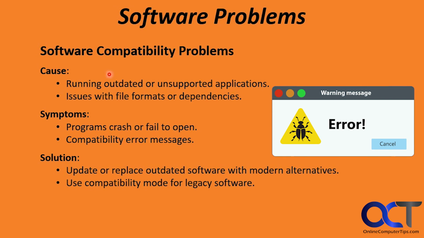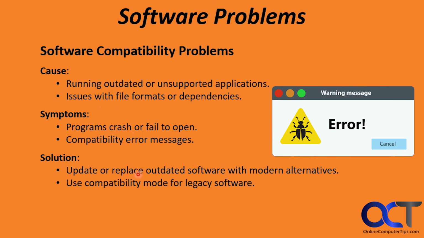So if you're running super old software, that might be a problem. Let's say you're on Windows 11 and you're running some software that was designed for Windows 7. It may or may not work too well on Windows 11. Then you could also have issues with file formats or dependencies, trying to open a file in one program that's not supported, that type of thing. All right, some symptoms: programs crash or fail to open. And this could be also hardware related and operating system related. So once again, not one solution for every problem. Then you might get compatibility error messages as well.